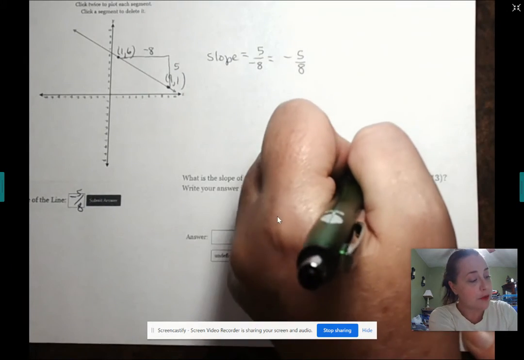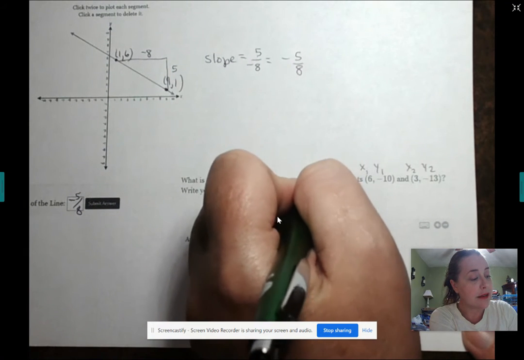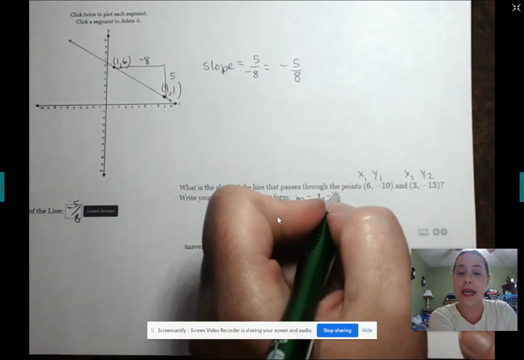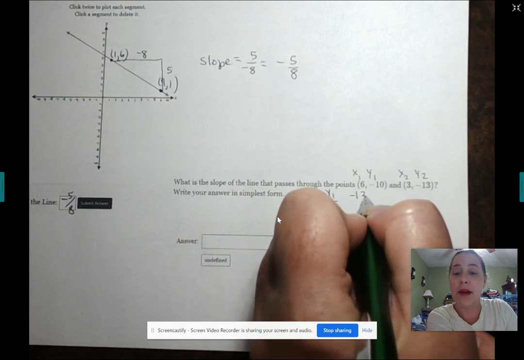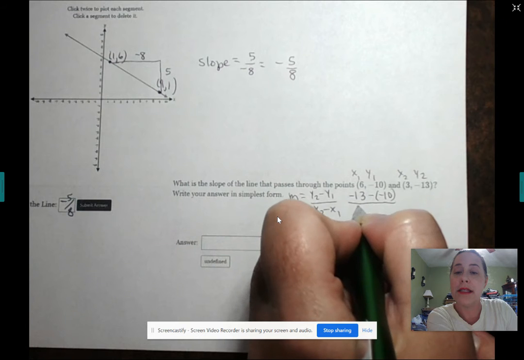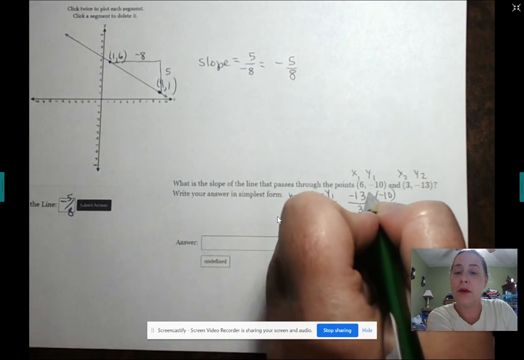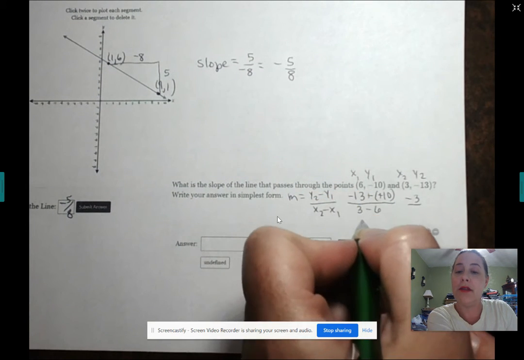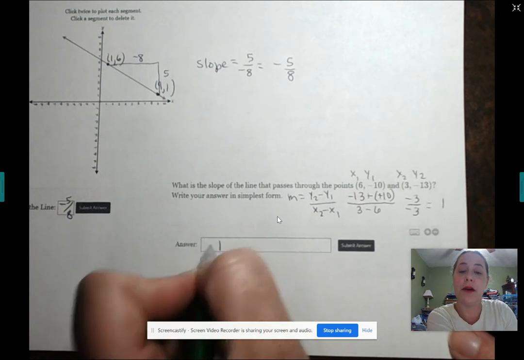Okay, what if you just have 2 points? Well, remember, we have a slope formula that says that we can take the change in the y's over the change in the x's. And it's always a difference. We're finding the change as a difference. So I'm going to write the second y coordinate minus the first y coordinate, over the second x coordinate minus the first x coordinate. And so minus a negative is a plus. So -13 plus 10 is -3, and 3 minus 6 is -3. And so when I reduce this, I end up getting a slope of 1.